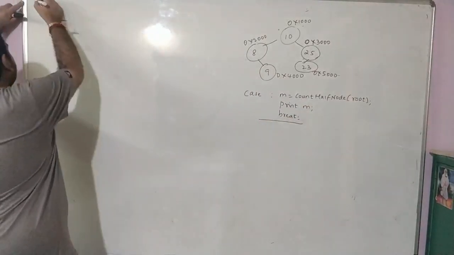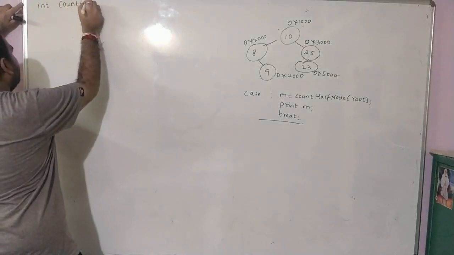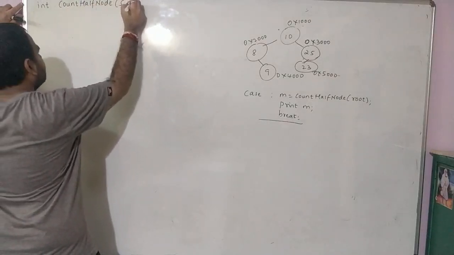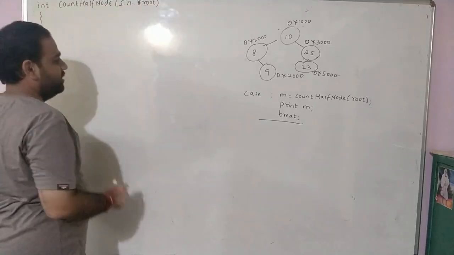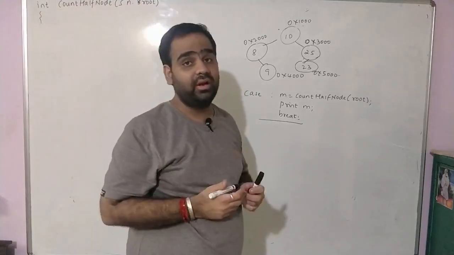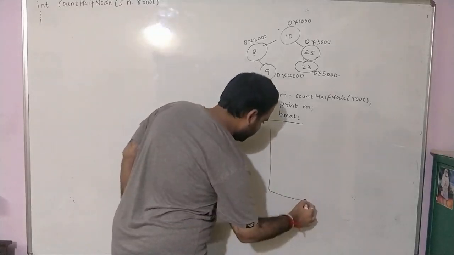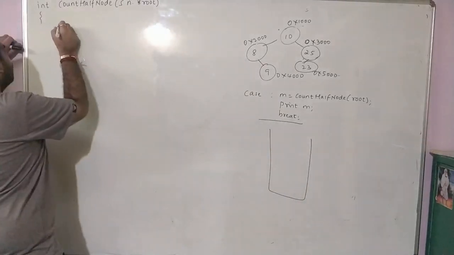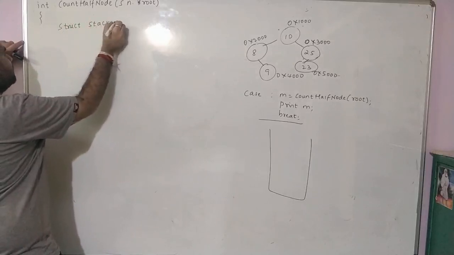Now how do we write it? We say int. What is the function name? The function name is count half node. What is the first parameter? The first parameter is struct node star root, and we will solve this using the iterative pre-order version. If you want to solve using the iterative pre-order version, we need an external stack. Therefore, what do I write over here? I say struct stack s.